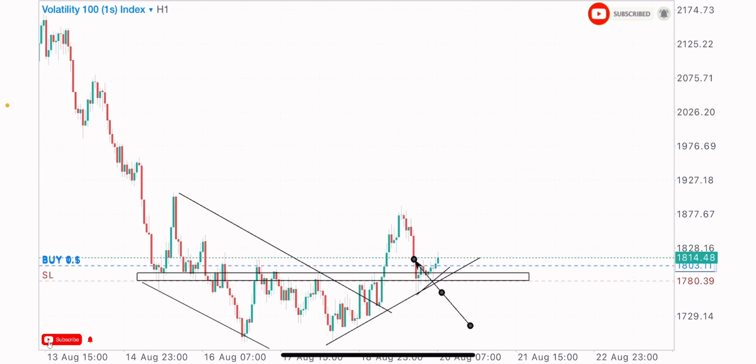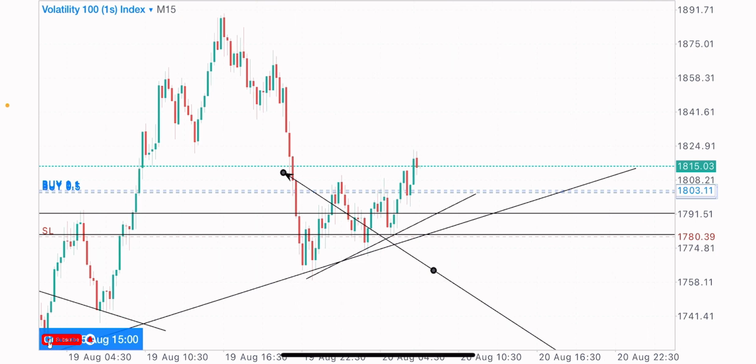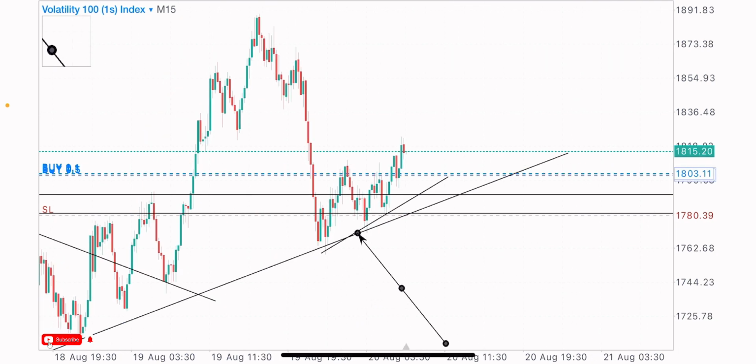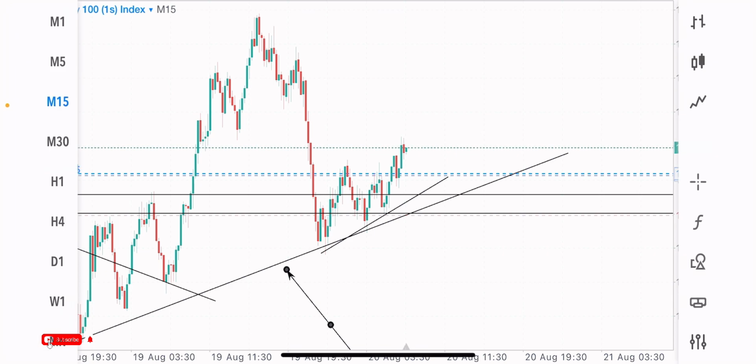So what are these confirmations? I have to go to a lower time frame, like the 15-minute time frame, to identify market structure. We got this little trend support on the 15-minute time frame, seeing the market buy from it as a support, buy from it as a support. Now we got a reversal pattern as well, which you have to look out for.